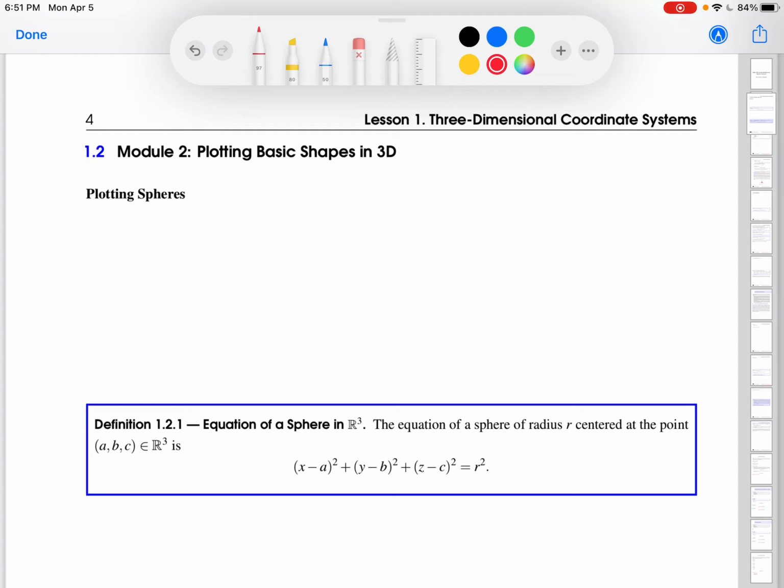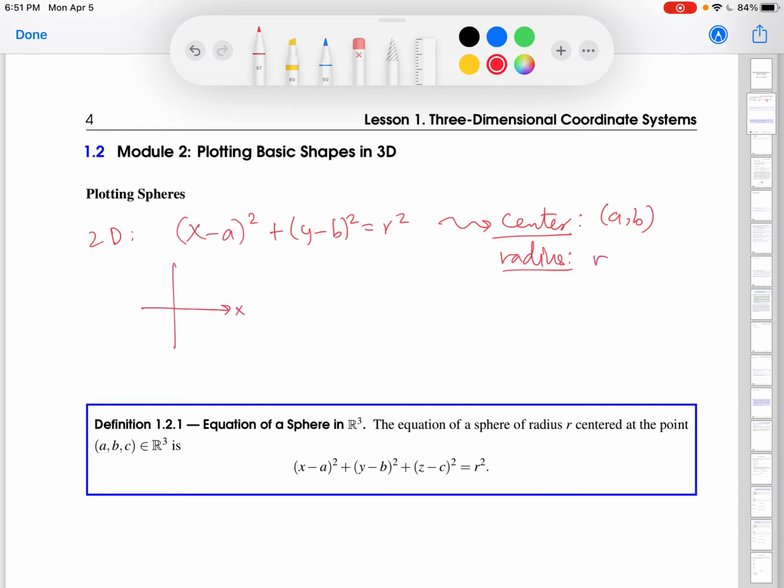So to get to this definition down here of the actual equation of a sphere in 3D, let me first remind you how we plot circles in 2D. The equation of a circle in 2D, you might know in standard form, is x minus a squared plus y minus b squared equals r squared. And this is the equation that we can very easily read off the center from and also the radius of the circle, r. If you want to plot this in the plane, this is one of the reasons why we want to get it into this form to begin with, so we can easily spot the center.